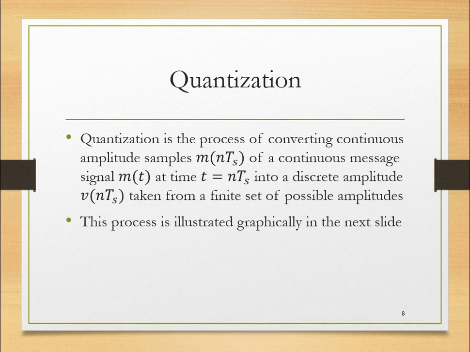So quantization, therefore, is the process of converting continuous amplitude samples, as we said, and we denote that by M[nTs], where M is the message, and Ts is the sampling time, which is equal to 1 over Fs, the sampling frequency, and n is the index of the sample, 1, 2, 3, 4, 5, 6, 7, of a continuous message signal m(t), at time t equal nTs, into a discrete amplitude, and this is what we briefly discussed in the previous course a little bit.